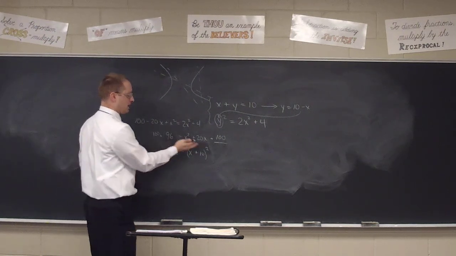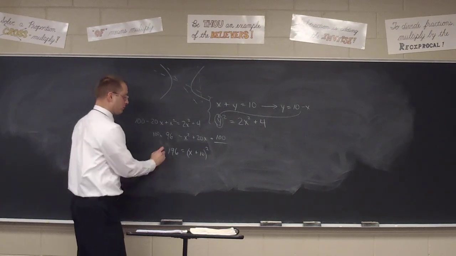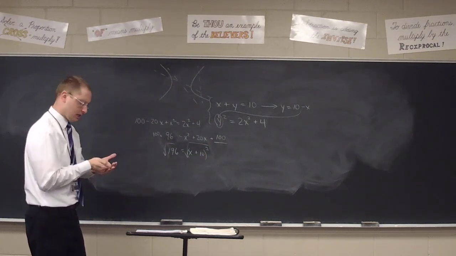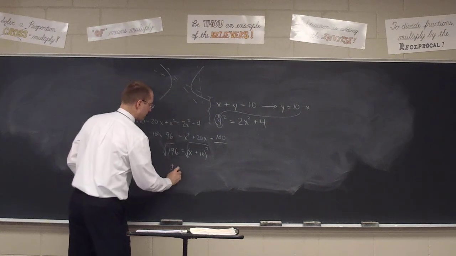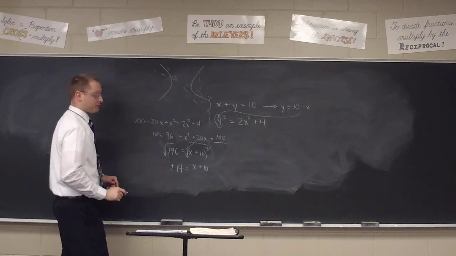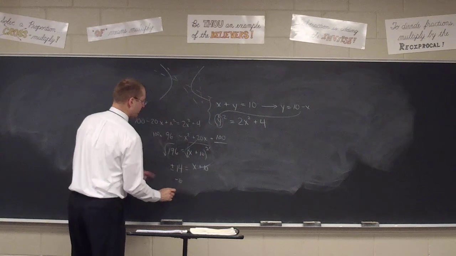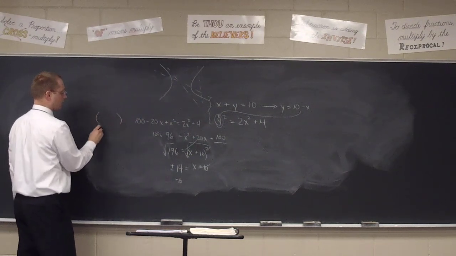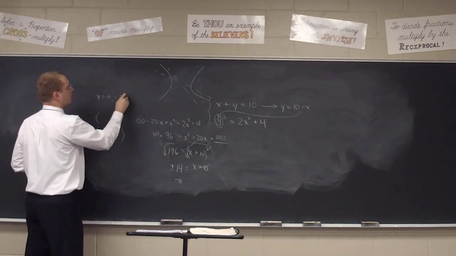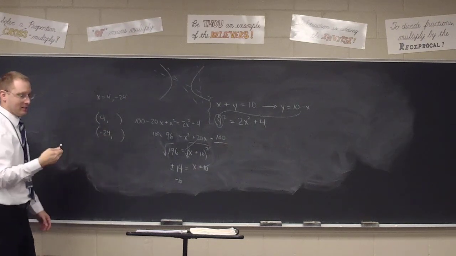Now all I've got to do is take the square root of both sides. What are the square roots of 196? Positive negative 14. Of course, here the square root cancels, and we get x plus 10. So to solve for x, I'm going to have to subtract the 10. What is 14 minus 10? 4, so x is 4. What's negative 14 minus 10? Negative 24. So 4 and negative 24 are the two abscissas.